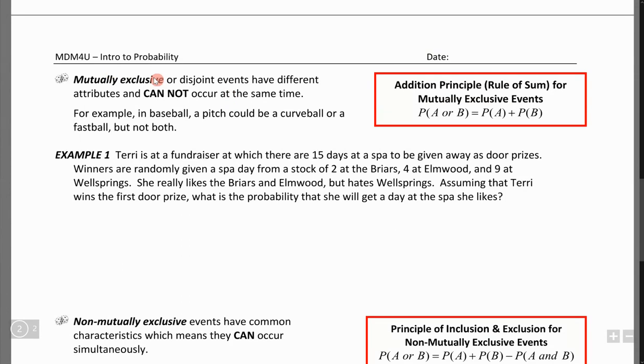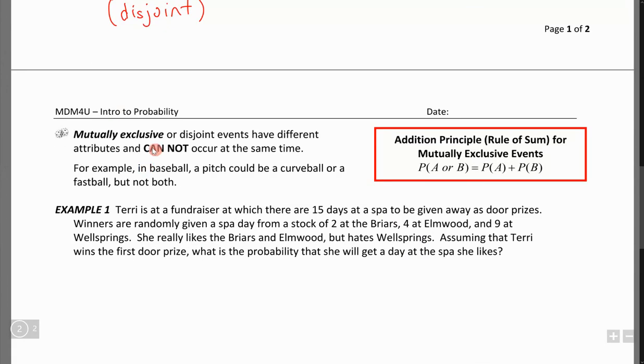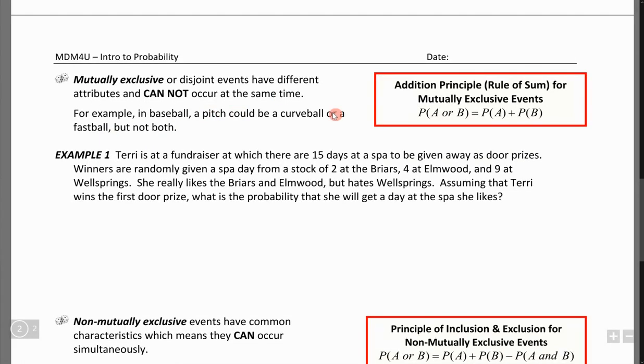So mutually exclusive or disjoint sets have different attributes and cannot occur at the same time. That's why the Venn diagram had separate circles. So for example, in baseball, a pitch could either be a curveball or a fastball, but not both. Okay, so no intersection. And for mutually exclusive events, if you're interested in just finding the probability of having one event or the other, then you just use this addition principle where you add the probabilities of each event. And there's nothing to subtract.